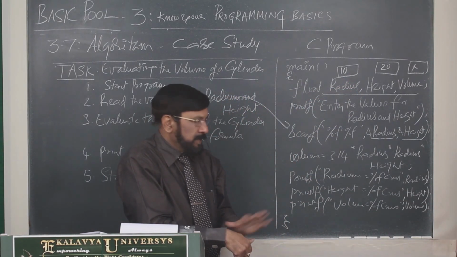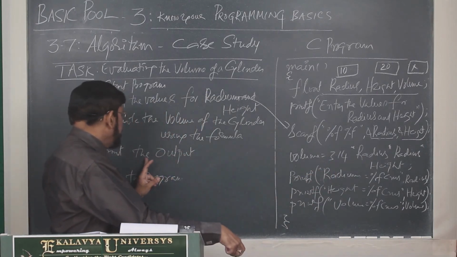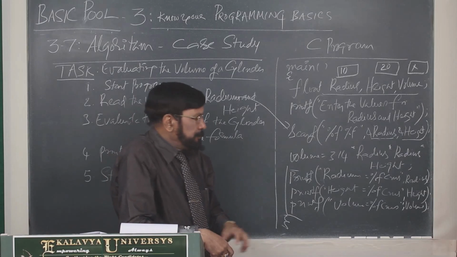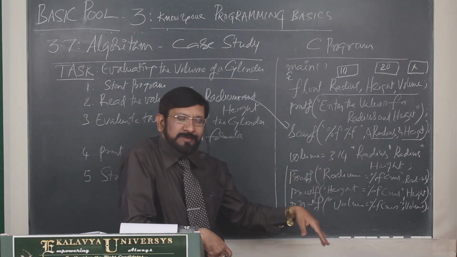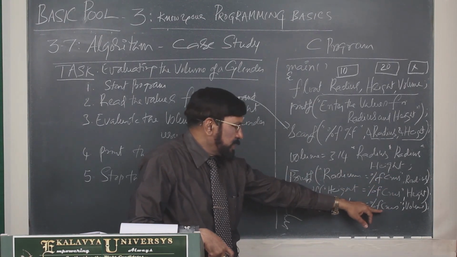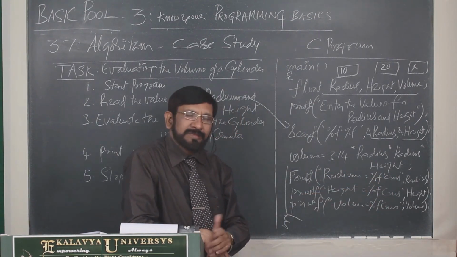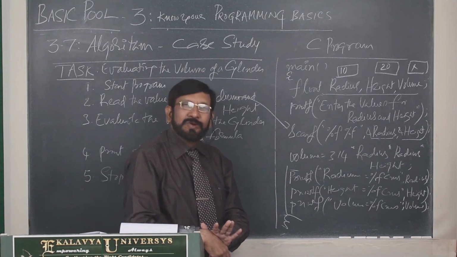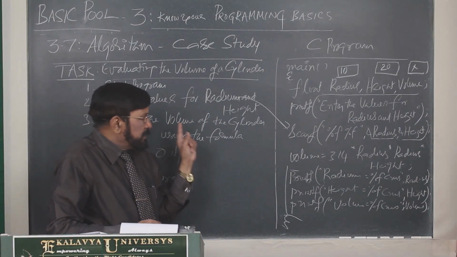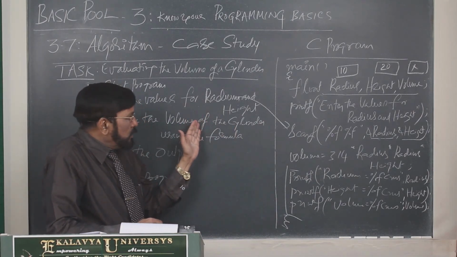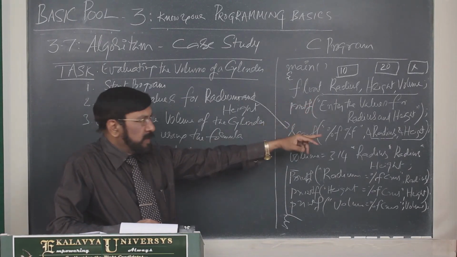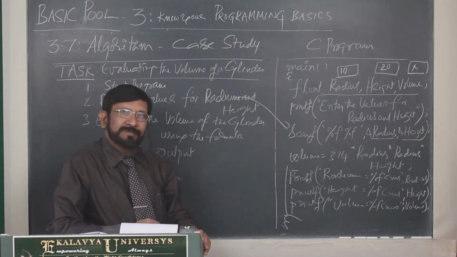Thereafter, what is required? You have to print the output. Now, in output, for the sake of clarity, you have to print input values also. What are the input values? Radius and height, as well as output value, that is volume. Then it is clear. So this is the purpose of an algorithm. By that you can understand how algorithm is contributing towards development of the code.